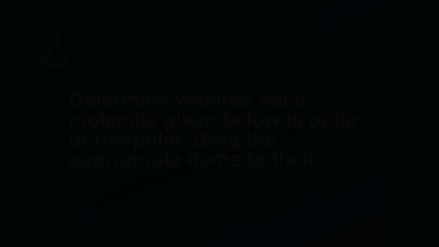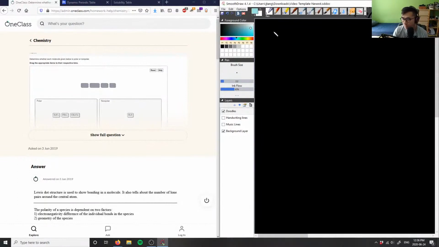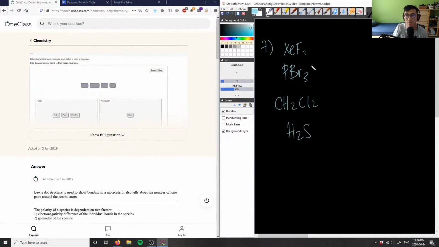All right, that was number 6. Let's look at 7. It says determine whether each molecule is polar or non-polar. And then I have 4 of these guys. So I have XeF2, I have PBr3, I have CH2Cl2, I have H2S. Okay, so how do you figure out whether or not they're polar or non-polar?